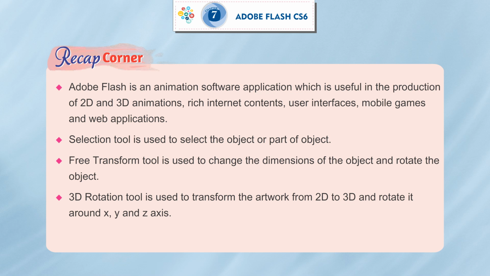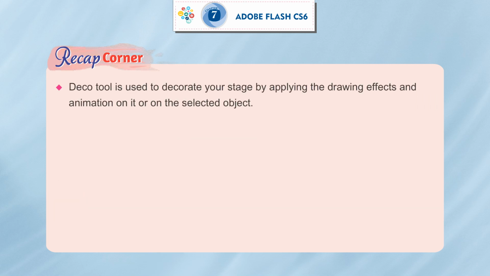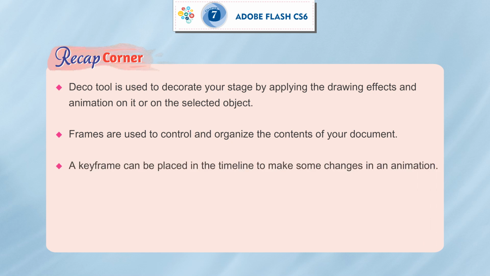3D rotation tool is used to transform the artwork from 2D to 3D and rotate it around X, Y, and Z axis. Pen tool is used to draw accurate point-to-point and curved paths. Deco tool is used to decorate your stage by applying the drawing effects and animation on it or on the selected object. Frames are used to control and organize the contents of your document. A keyframe can be placed in the timeline to make some changes in an animation. A layer is a transparent sheet, contains a drawing or object.